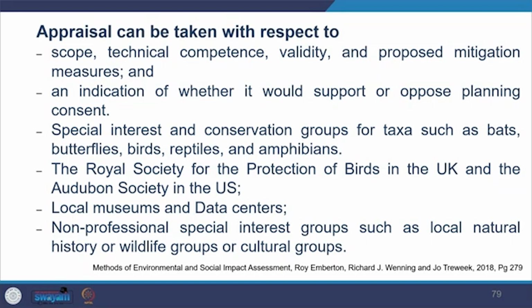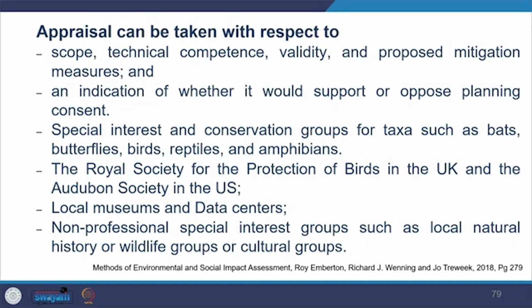So there are a range of special interest groups, and there can be specific interest groups also. Then there can be interest groups related with just species like bats, butterflies, bugs, reptiles and amphibians. For example, you can find the Royal Society for Protection of Birds in the UK, and you can also find the Audubon Society in the US. Then you can also find local museums and data centers which can be helpful for you. And then there can also be non-professional special interest groups like local natural history or wildlife groups or cultural groups, which can be helpful for reviewing your EIA report.